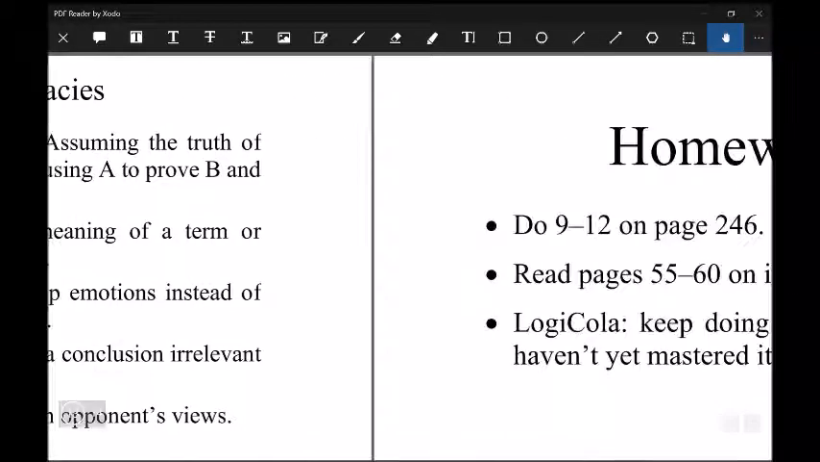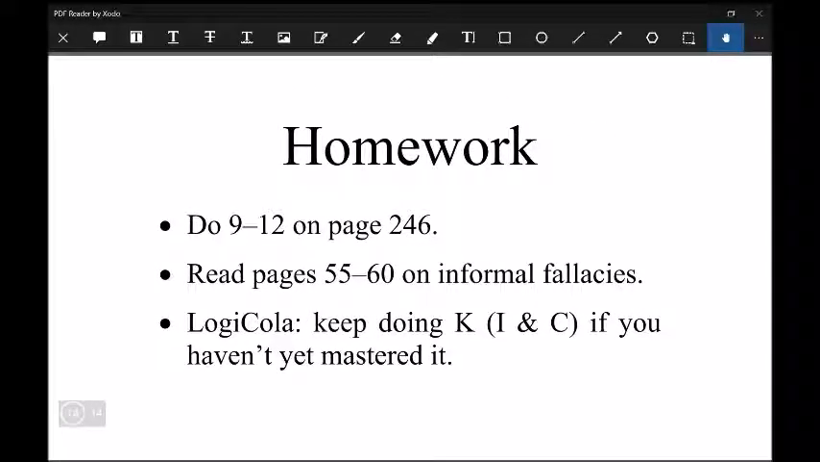Okay, so that's our first 5 fallacies. We'll do a lot more next time. So homework, do 9, 10, 11, 12, 4 more modal arguments, and then read more about informal fallacies, the rest of the 18. So we'll go through those and start into examples. Logicola, keep doing the modal proofs if you haven't mastered it yet.